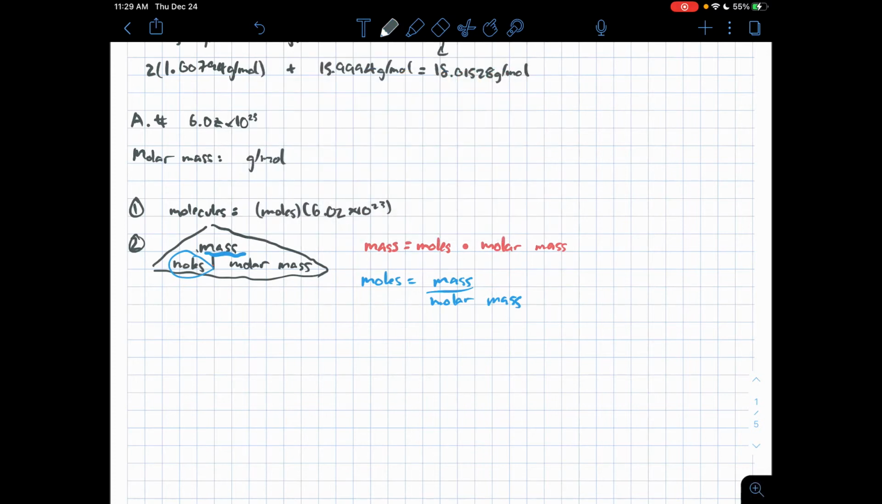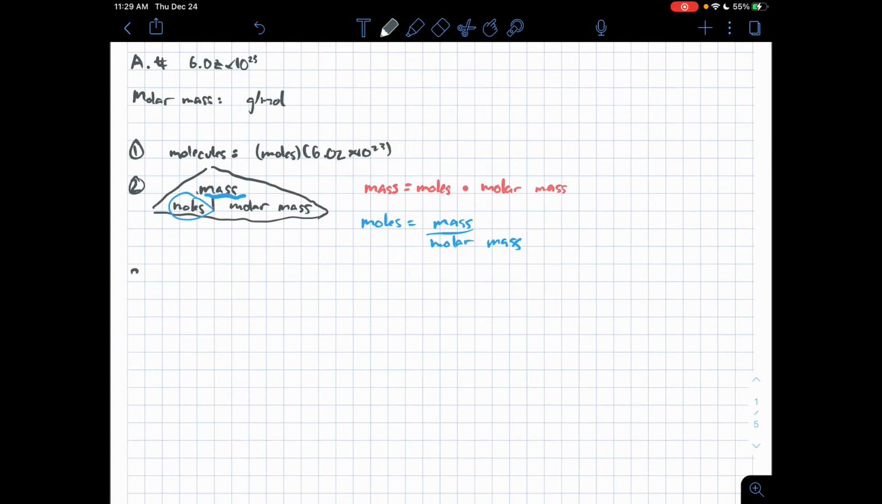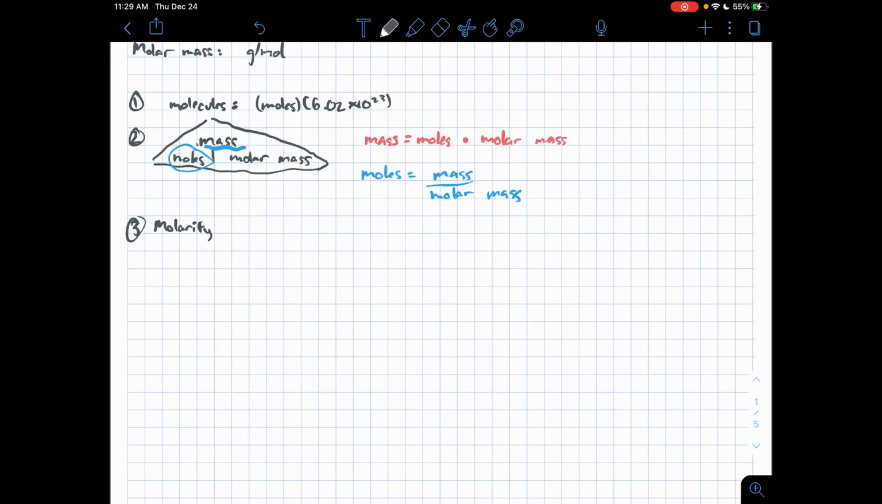Finally, the last thing you should know about moles is the concept of molarity. Molarity is basically concentration, and if you don't know what that means, concentration is, say you are in a room, the more people there are, the more concentrated the room is. So let's say in a given solution, the more of a specific element or particle or molecule, the more concentrated it is. And this is relative to moles.